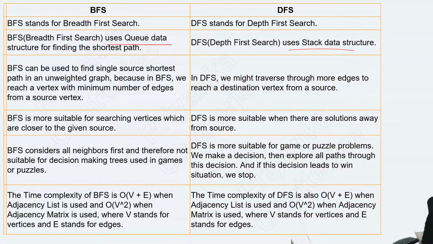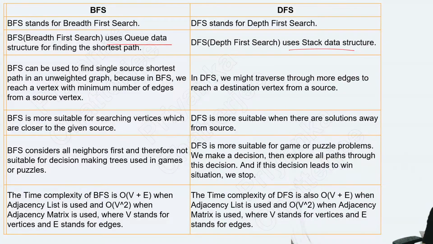Here you can see the time complexity of BFS, order of V plus E. If I am using adjacency list, then it is order of V plus E. If I am using adjacency matrix, then it is order of V square, where V stands for vertices and E stands for edges. Same here also, when it is adjacency list, then it is V plus E. When I am using adjacency matrix, then it is order of V square. What is the difference between adjacency list and matrix? I will explain you.